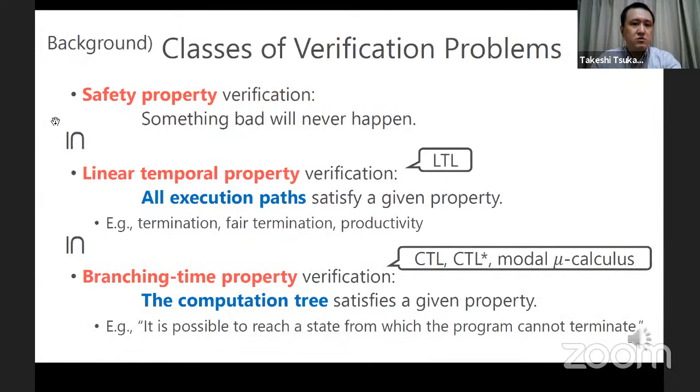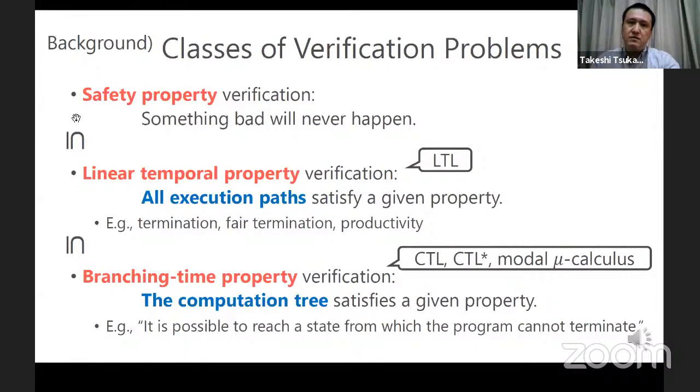Okay, so let me briefly explain the background of this talk. The properties of programs can be classified into three: safety property, linear time temporal property, and branching time property. The safety property is one of the most important classes in practice and has been very extensively studied. Its hardness is very well known. It is Pi 0 1 complete.